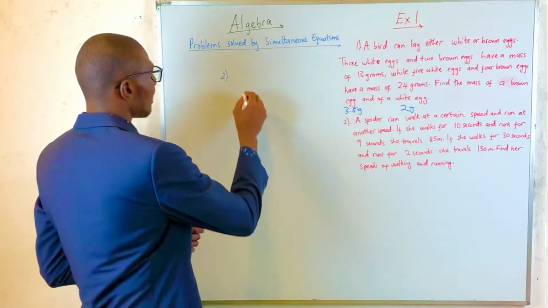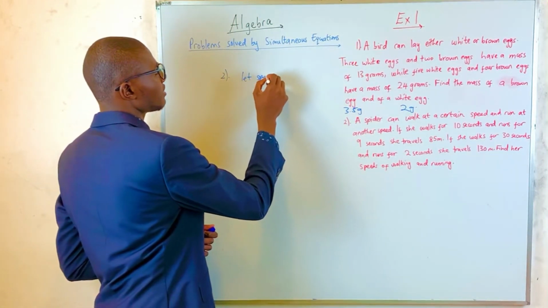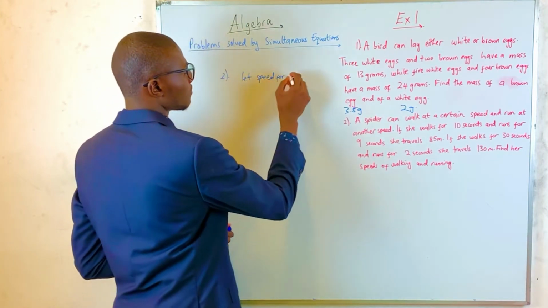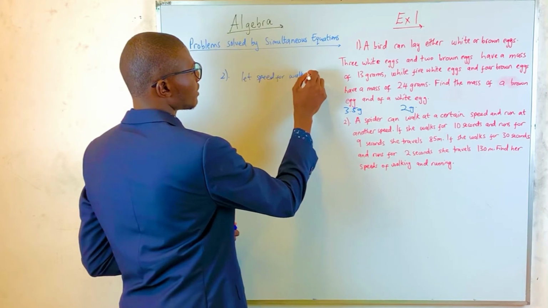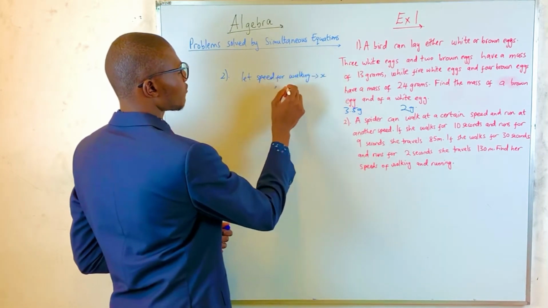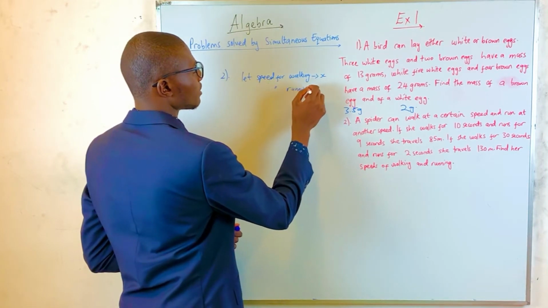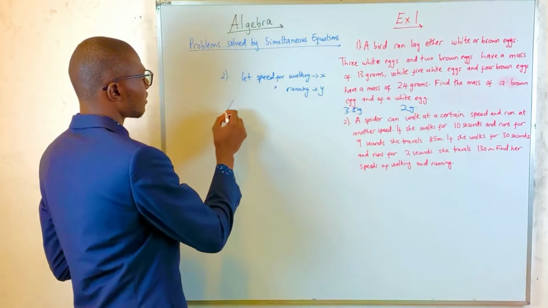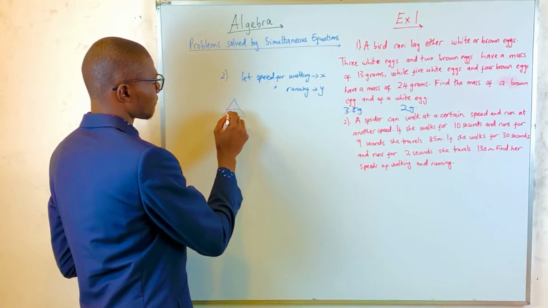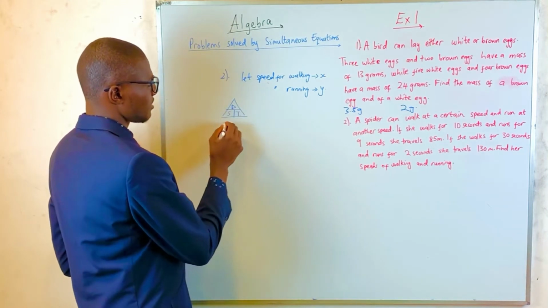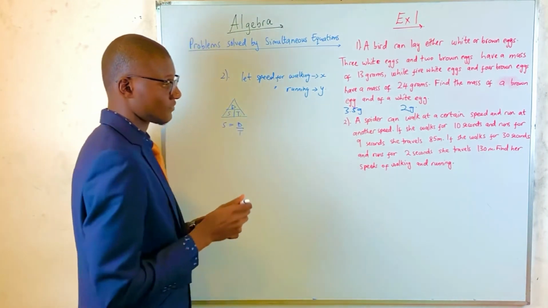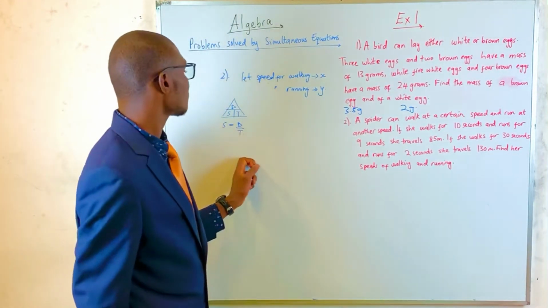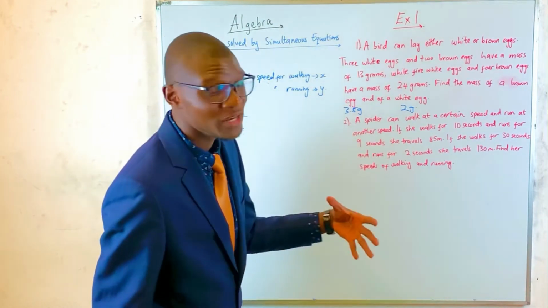So we can say let the speed for walking be x, and the one for running we call y. Right. But what else do we have to do here? We know from the speed, distance, time triangle that speed is given by distance over time. So what we need to do now is formulate our equations.